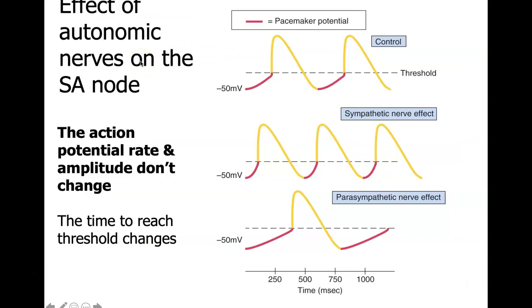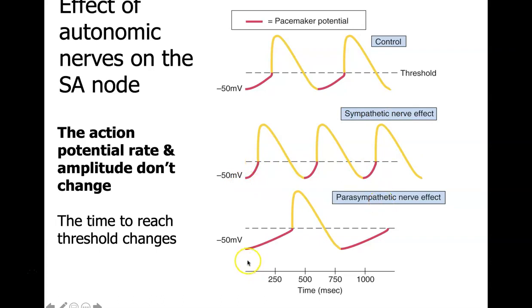Here's what it looks like when we look at the effect of the autonomic nerves on that SA node. Remember, the SA node is your sinoatrial node. It's the pacemaker of the heart. And so we look at the effect it has on the pacemaker potential. What we find is that the action potential rate and the amplitude don't change, but the time to reach threshold does change. So here's our basic control SA node, and you can see the pacemaker potential here below threshold. When you stimulate this with a sympathetic nervous system, you see heart rate going faster because this pacemaker potential here reaches threshold more quickly.